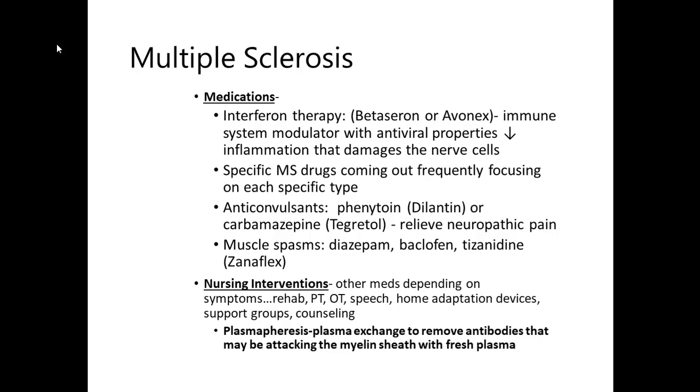Nursing interventions basically treat the symptoms. Other meds are going to just depend on what their symptoms are. They're going to be in rehab, like PT, OT, speech, home adaptation devices, support groups, counseling. Sometimes they can actually do a plasmapheresis, a plasma exchange, where they take the antibodies that are attacking the myelin sheath and replace them with fresh plasma, but I don't know how common that really is.